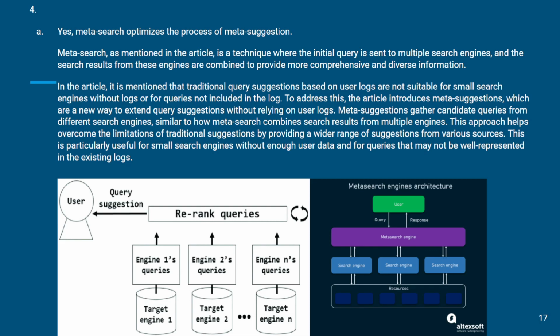Meta suggestion gathers candidate queries from different search engines. Similar to how meta search combines the search results from multiple engines, this approach helps to overcome the limitation of traditional suggestion by providing a wider range of suggestions from various sources. And this is particularly useful, of course, for small search engines without enough user data or for queries that may not be well represented in the current logs.